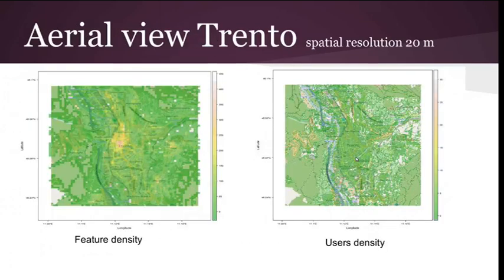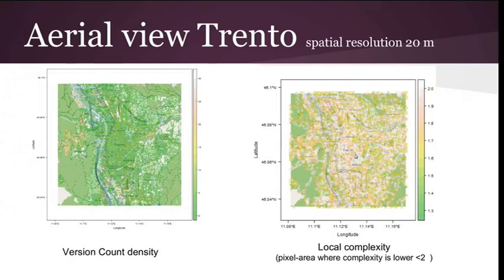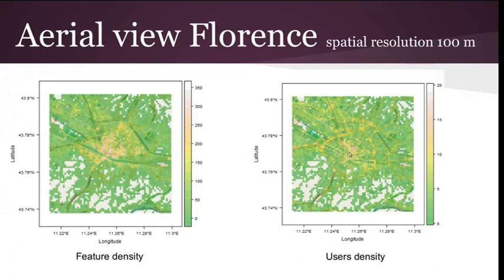I made some raster densities of every selected area. You see Trento is more complex, a denser OSM data area. In terms of versions and in terms of users, I detect that it is the most complex. In effect, you have many filled areas in Trento. Differently in other areas such as Florence, where you have the same complexities.